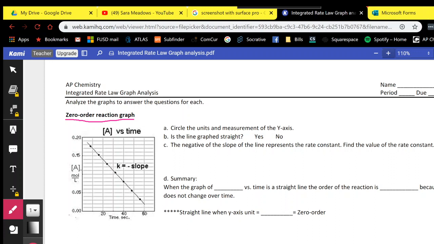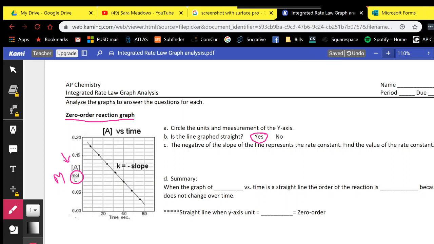So we're going to start with zero order. We're going to look at the graph here, and then we are going to analyze it using the questions and figure out what it's telling us. Part A is to circle the units of measurement of the y-axis. Here our units of measurement are moles per liter, which is another way of saying molarity. The graph is the concentration of our chemical, so that's why it's measured in molarity. Now the next question is, is the line graph straight? And the answer is yes, it is a straight line.